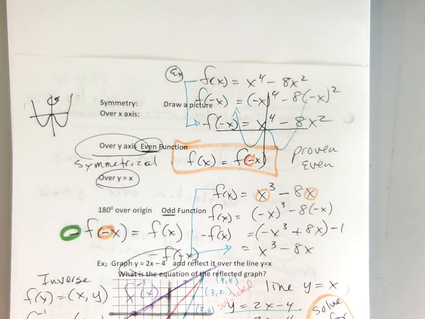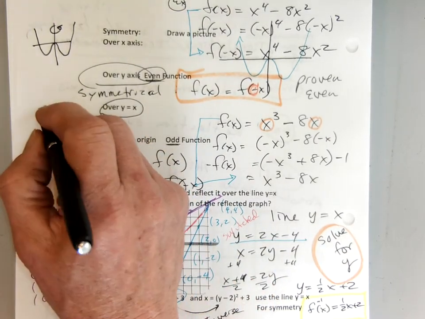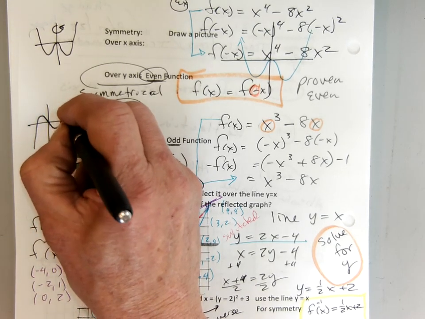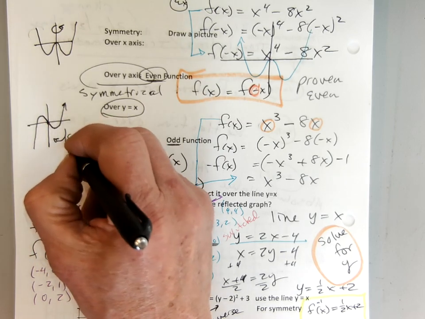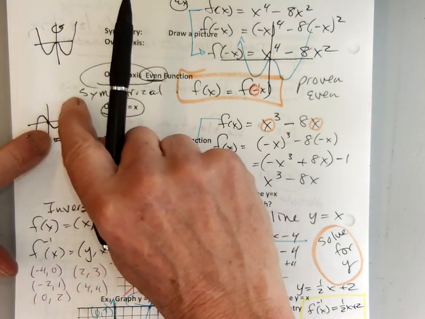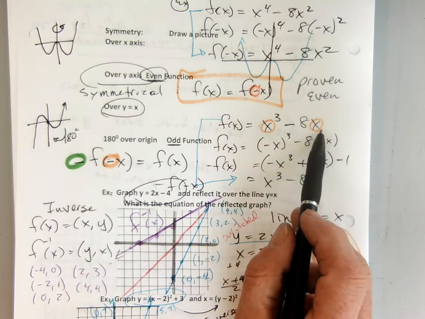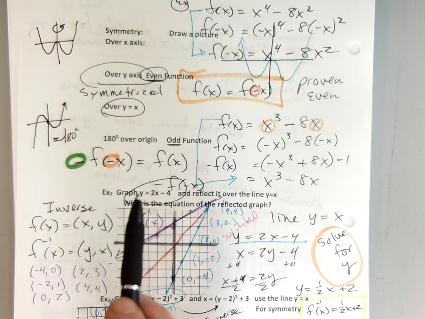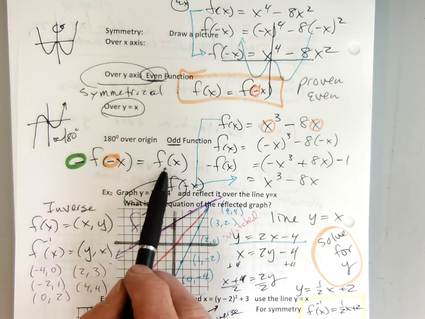Now, on the next one, if it's an odd function, I drew a picture of an odd function. Here's an odd function. We said if you can rotate it 180 degrees around the origin, then it becomes odd. And sure, if I spin this 180 degrees, it spins onto itself. So I found the equation, x cubed minus 8x, which is the equation of this graph right here. To prove it is an odd function, negative f of negative x has to equal f of x.